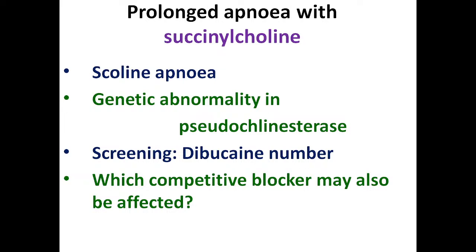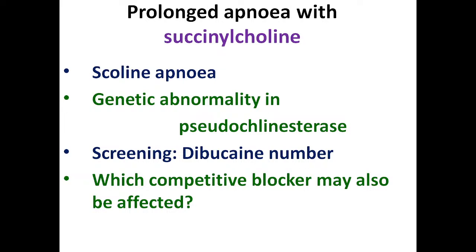It's a rare genetic problem. It's still not recommended to be tested routinely, but if there is at least a family history, then you could either do the testing or you avoid succinylcholine altogether in that family. And how could you test? We test this deficiency, the butyrylcholine or pseudocholine esterase deficiency, by a test called Dibucaine number.